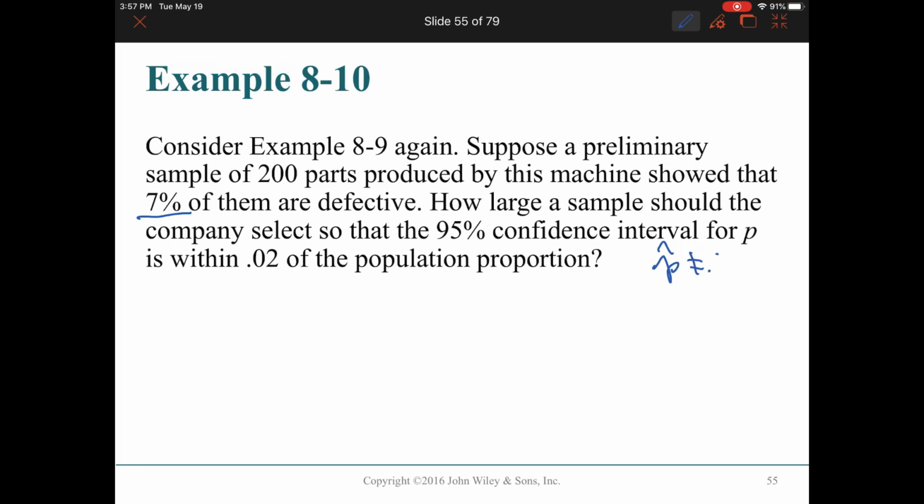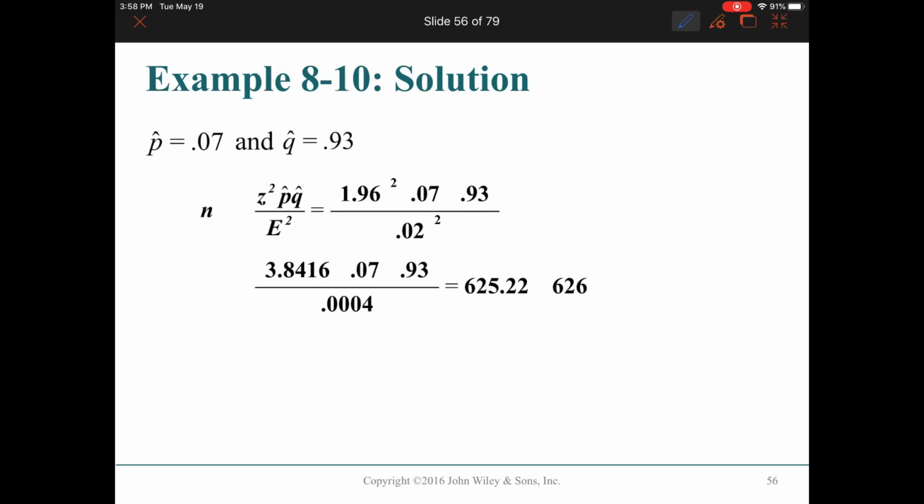Okay, now we're going to change it up just a little bit, and a preliminary estimate says that only 7% are defective. So now p hat is not 0.50. It is equal to 0.07, and that's going to make a big difference. It bends the curve over towards where we don't need nearly as many n's to sample. And everything else is the same. E is still 0.02. Z is still 1.96. That corresponds to the 95% confidence interval. And let's see how things change.